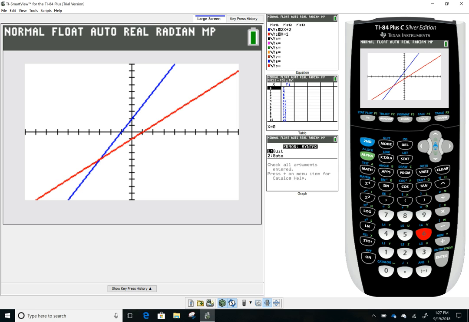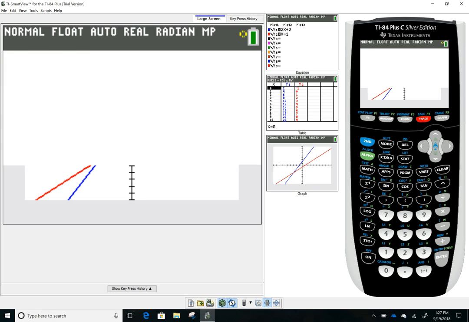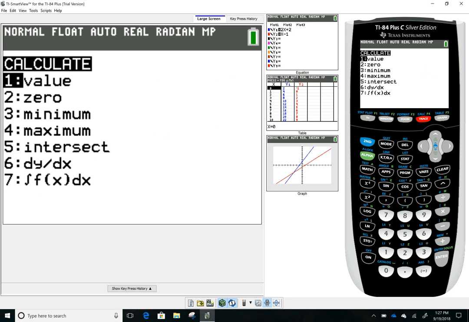Now what I want to do is find this point of intersection, and I want it to be accurate. I don't want to just guess. I could use the trace button to kind of bounce back and forth, but I can actually calculate the exact intersection. The way that we do that is we access the calculate menu with the second button and then press trace. With a couple of options here, you can find a value when x is a certain number. You can find a zero, maximums and minimums, derivatives, integrals, but we want the intersect feature, number 5.